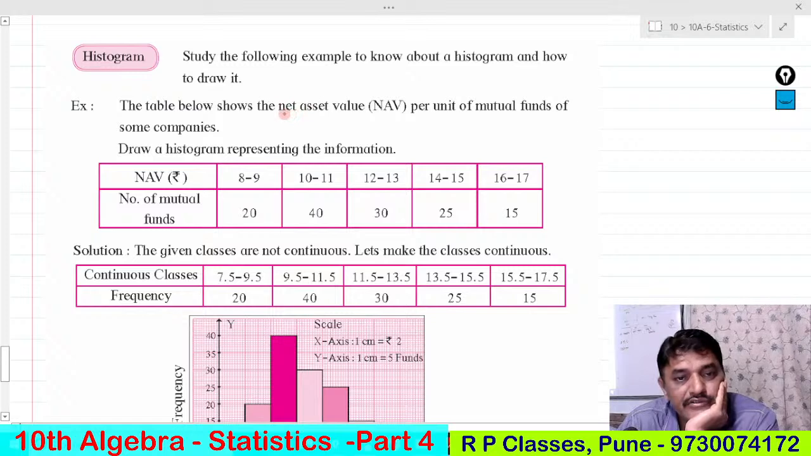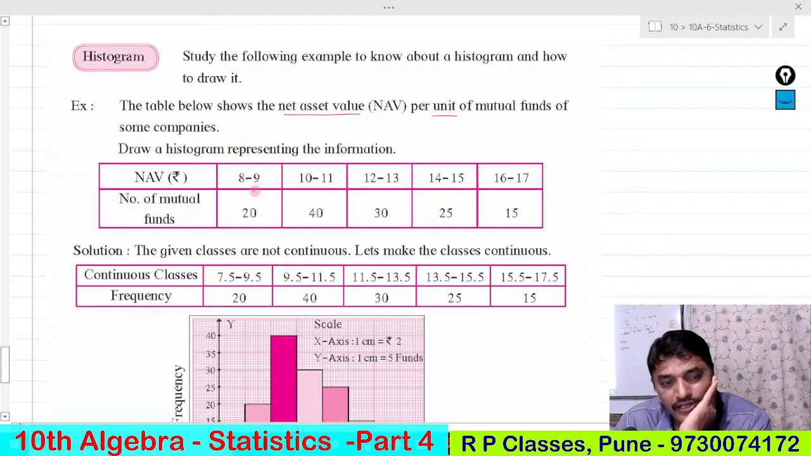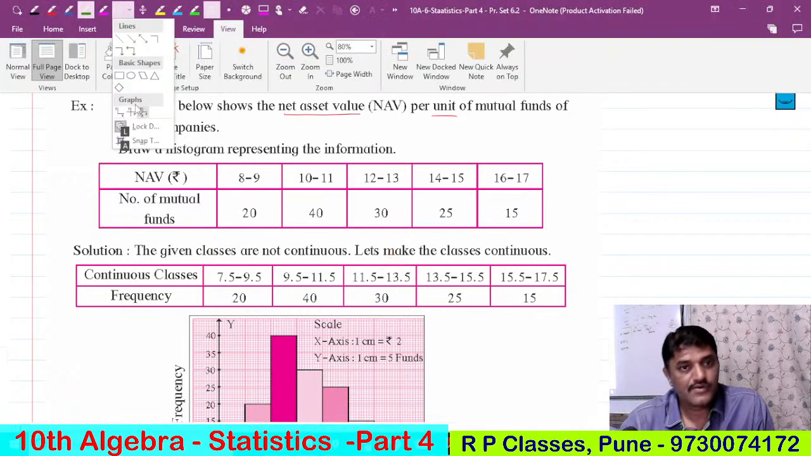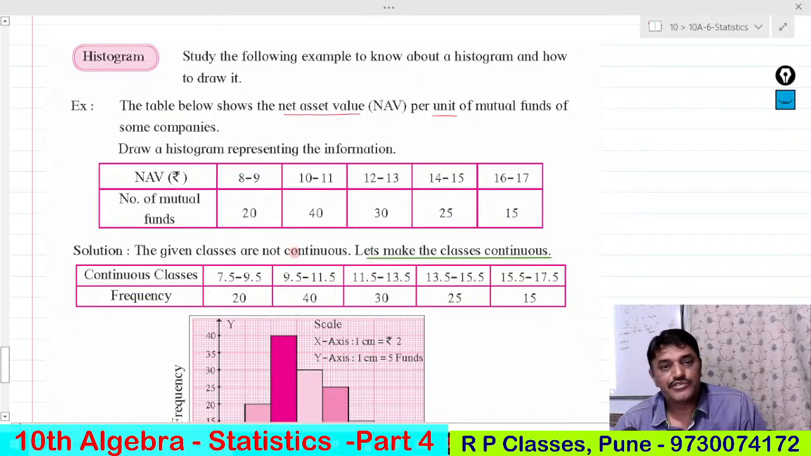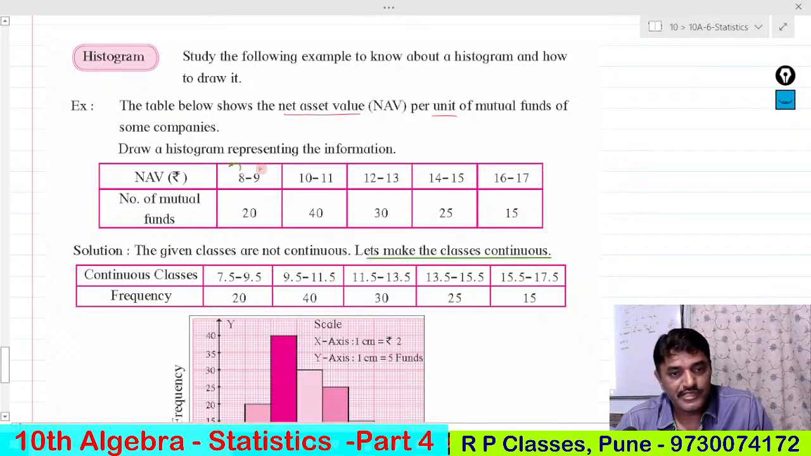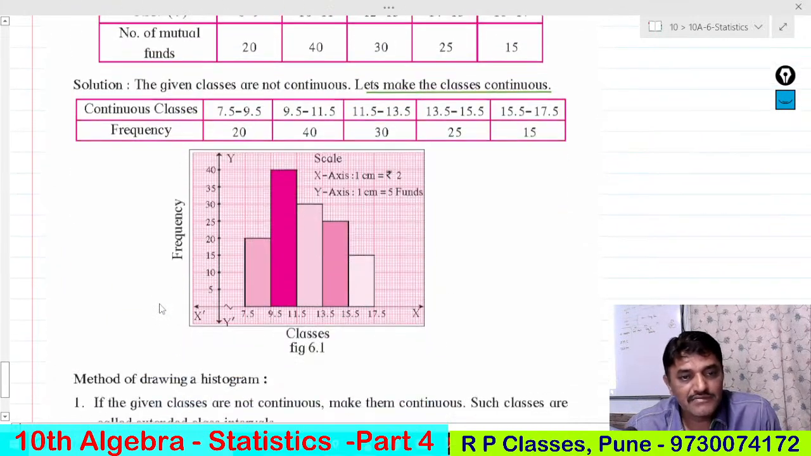The net asset value NAV per unit of mutual funds of some companies. NAV 8 to 9, then 10 to. First I have to make the data continuous. We need to make the classes continuous. For this, classes must be continuous. Take this 0.5 back, this 0.5 forward, 0.5 back, 0.5 forward, and likewise. Correct? Then this is written. And now I just have to plot this on graph paper.